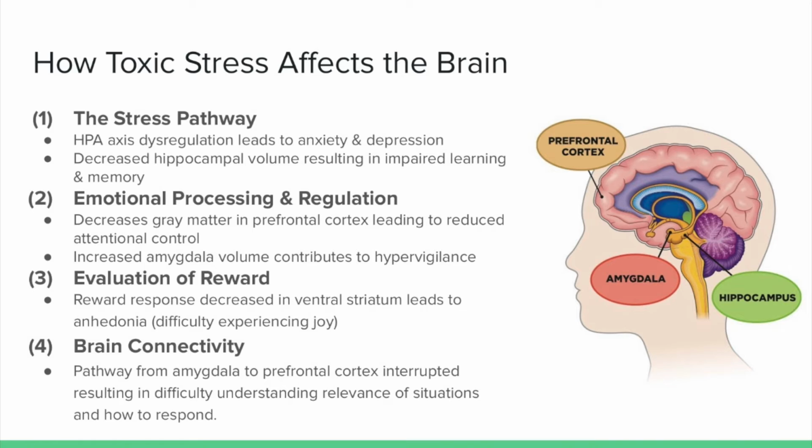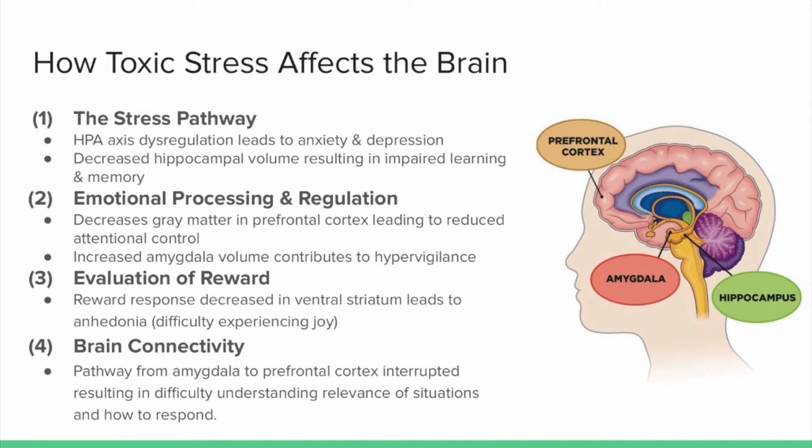First, the stress pathway, or the way our body responds to stress. Stress creates HPA axis dysfunction, leaving the body unable to regulate processes like mood and energy, which can lead to symptoms of anxiety and depression. A decrease in hippocampal volume occurs, impacting one's ability to learn and retain information, thus resulting in impaired learning and memory. Second, emotional processing and regulation.